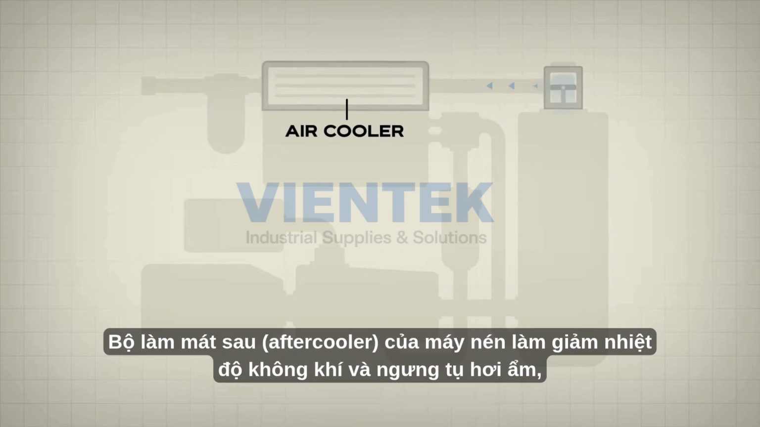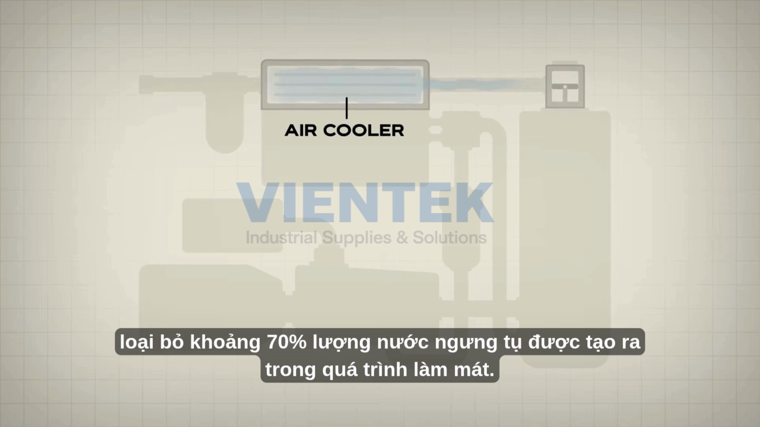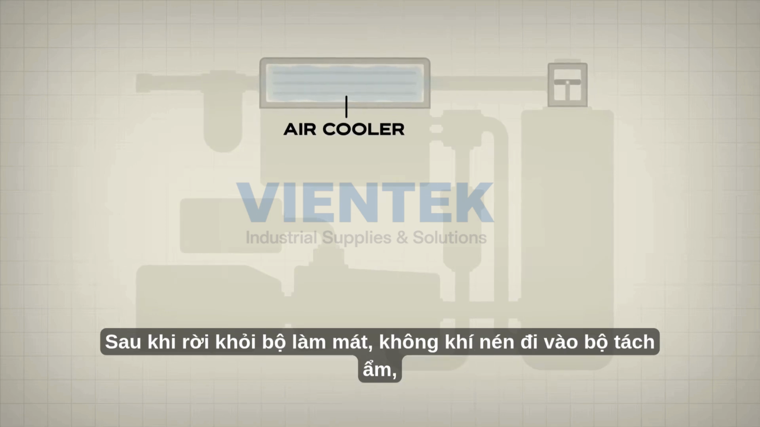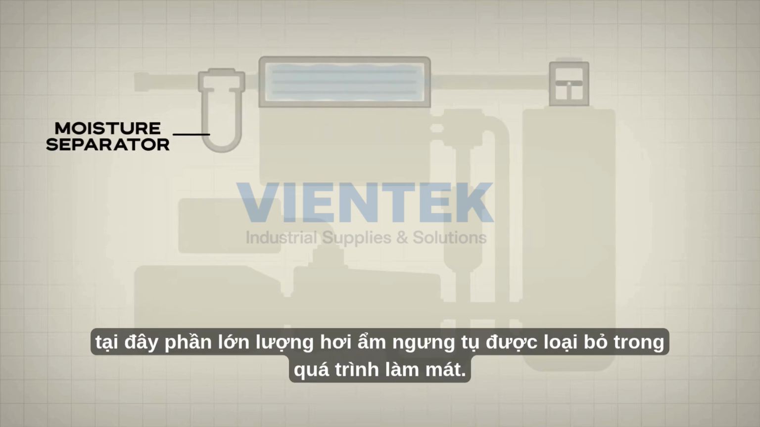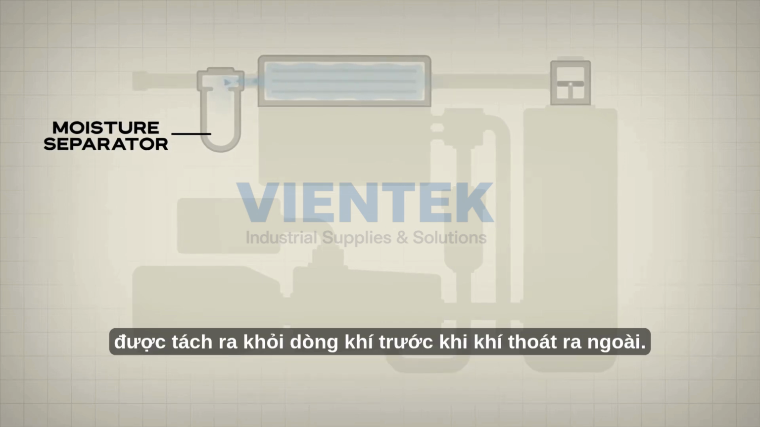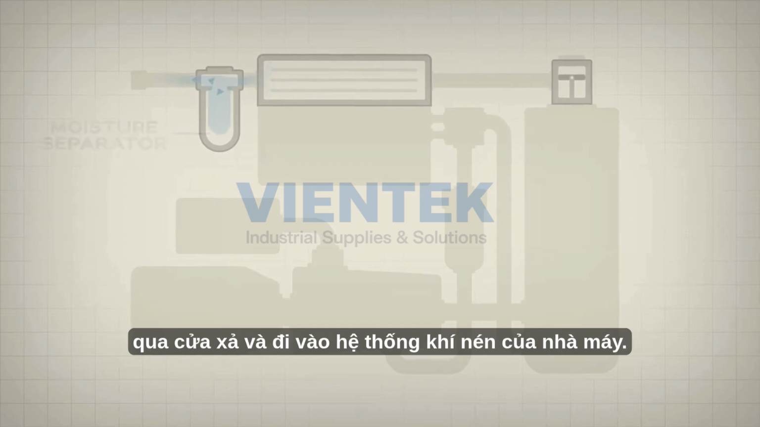The compressor's aftercooler reduces the air temperature and condenses moisture, removing approximately 70% of the water created during the cooling process. After leaving the cooler, the compressed air enters the moisture separator, where the majority of the condensed moisture removed by the cooling process is separated from the airstream before the air exits through the discharge outlet and flows to the plant's air system.